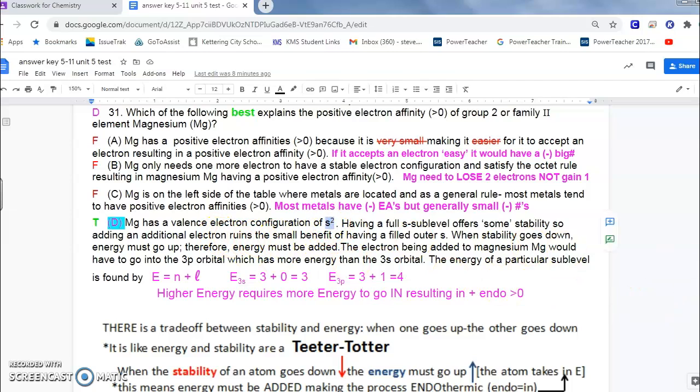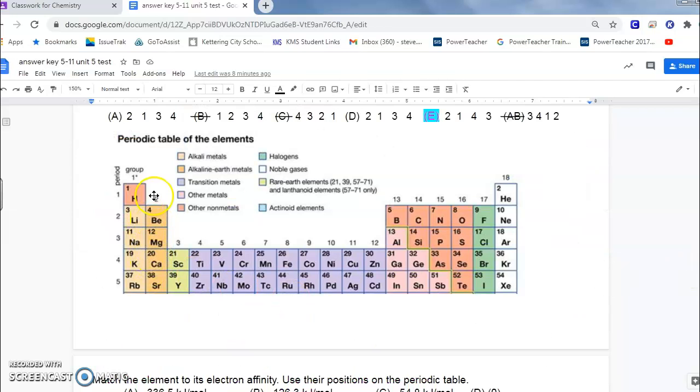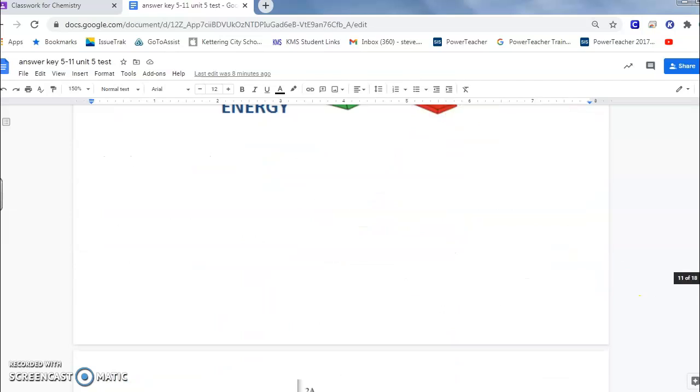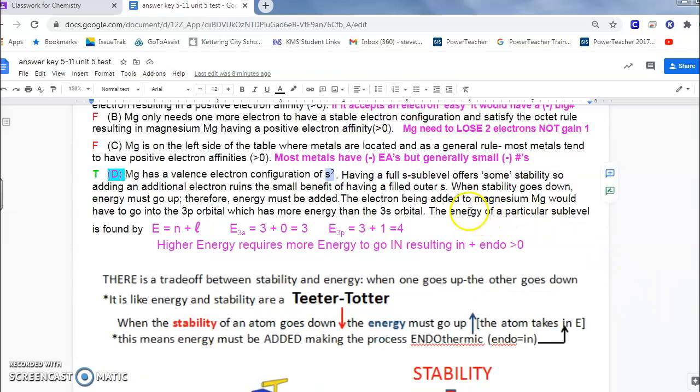Magnesium's S2. Well, how do I know that? Because magnesium is in the second column. There's magnesium. It's S2. And we ruin it being S2 by giving it an electron. It takes energy to open the P sublevel, as it tells us right here.